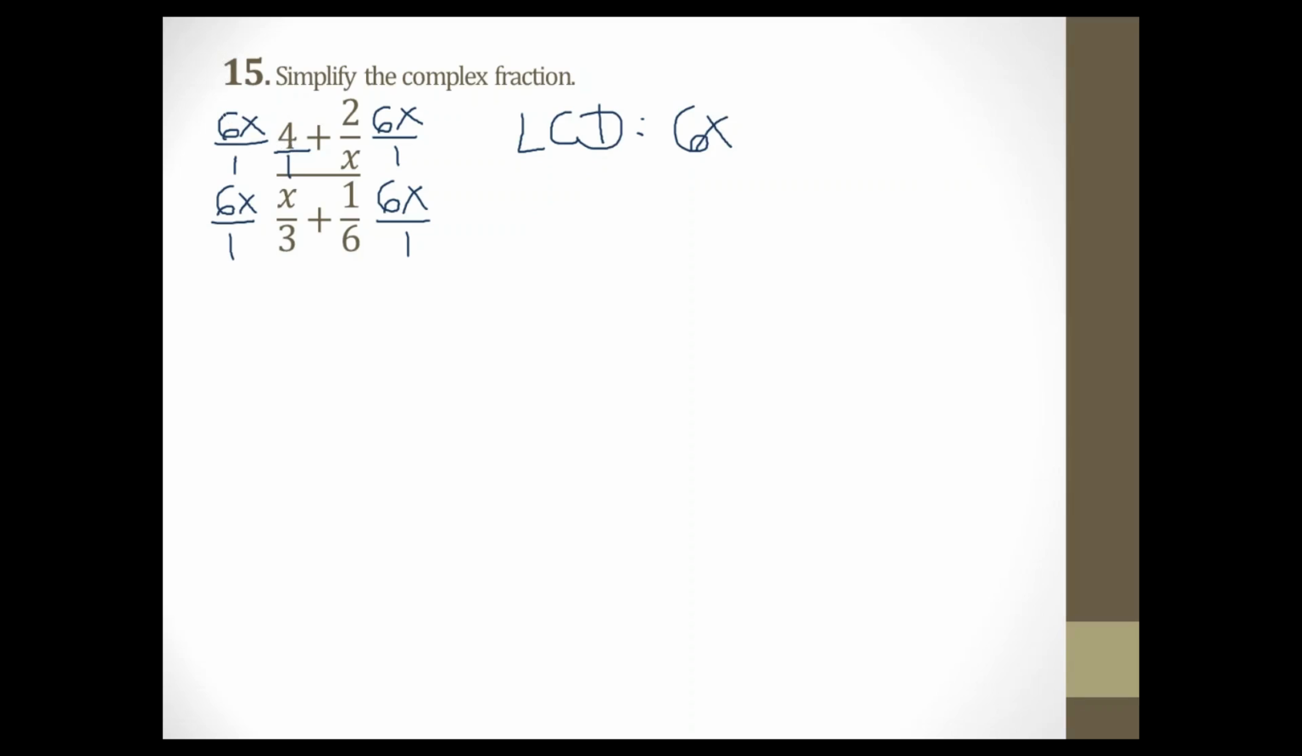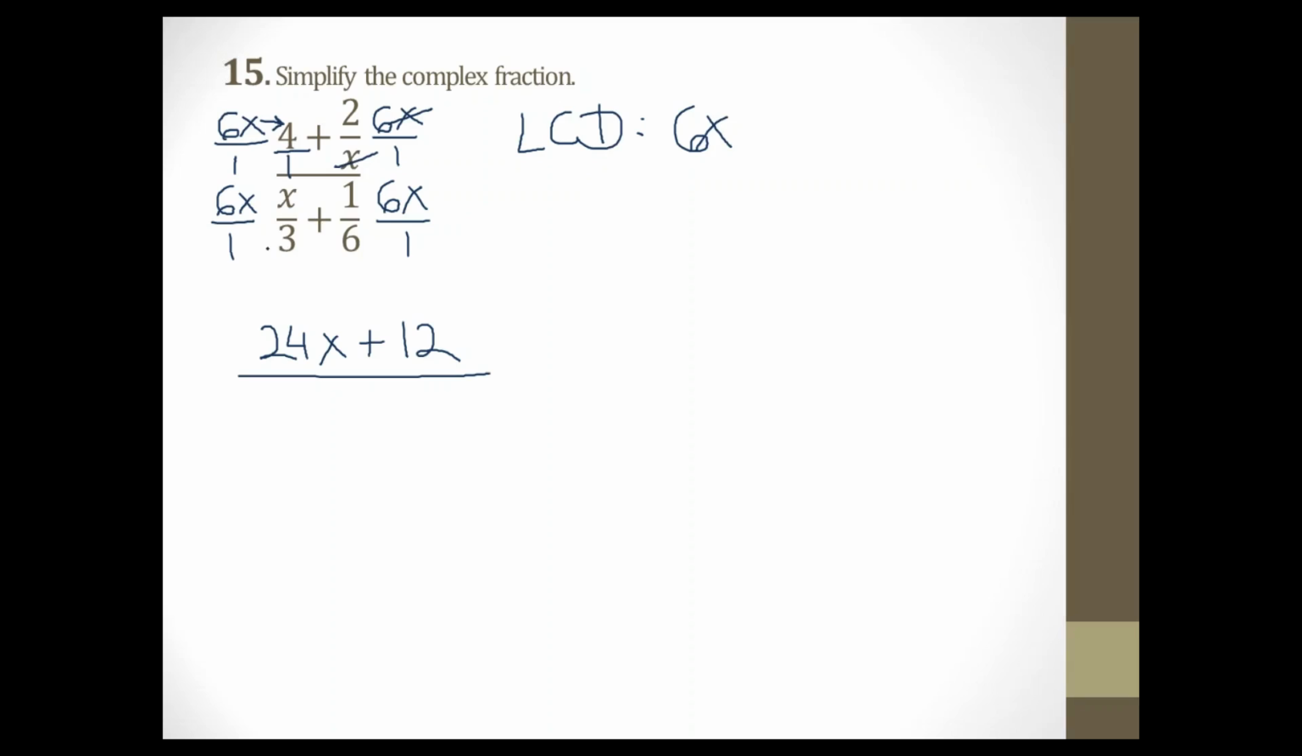So I cannot cross cancel anything here, but I'm going to straight multiply. So 6x times 4 gives me 24x. But then over here I can cross cancel because I have an x in the bottom and an x on top, so they cancel each other out. And then I'm left with multiplying 2 times 6. This gives me 12. Now there shouldn't be any more denominators. All these are 1s, so they are gone.